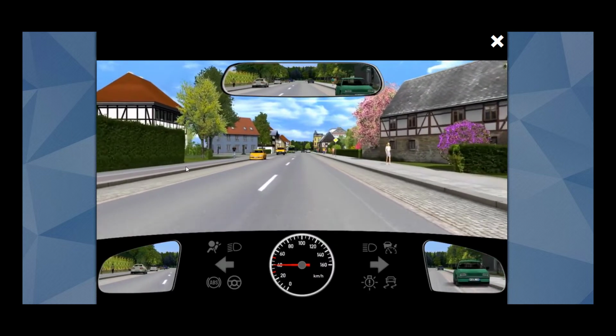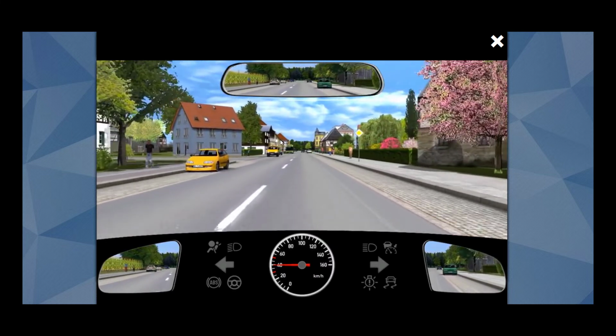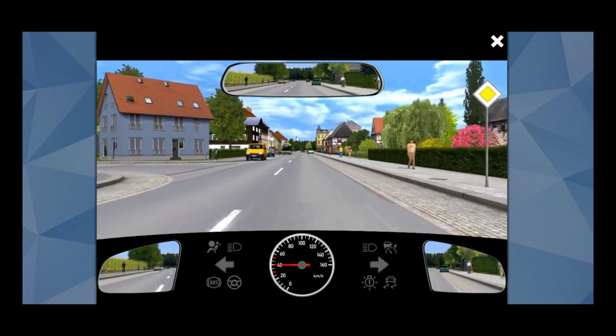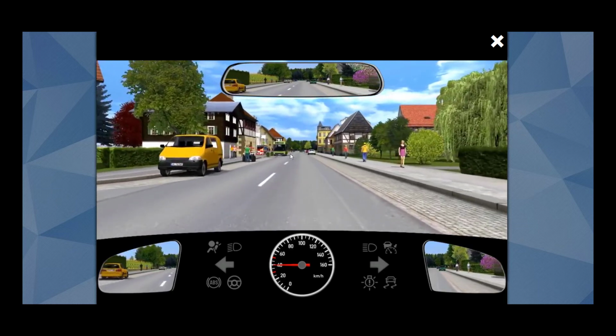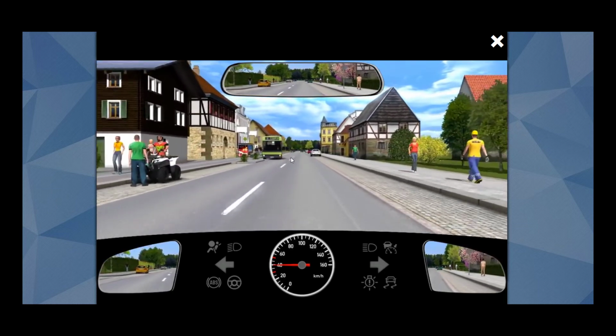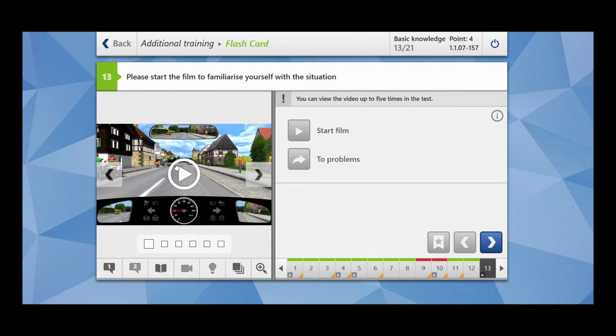We are on the priority road and there is a bus and it has given the indicator that it's about to start. And you see, when it has given the indicator to start, it has moved towards your lane.